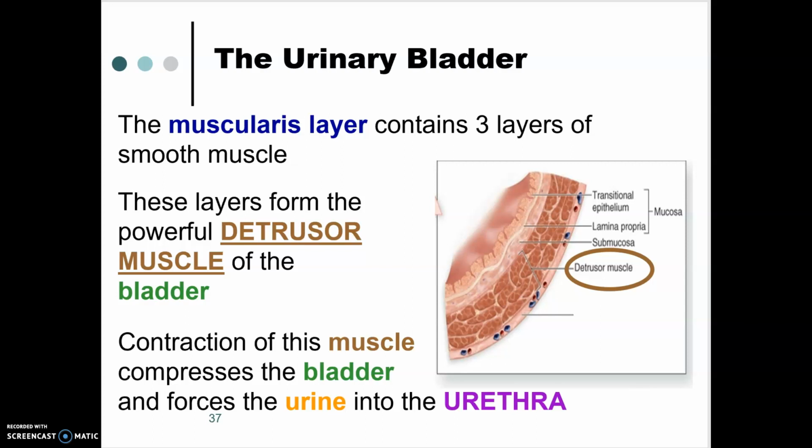Again, the muscular layer is going to have 3 layers of smooth muscle, and again, where do we see 3 layers of smooth muscle before? Can you think of that?